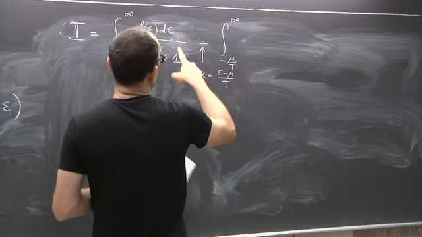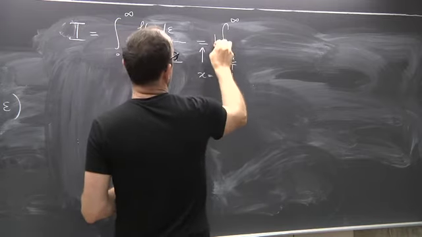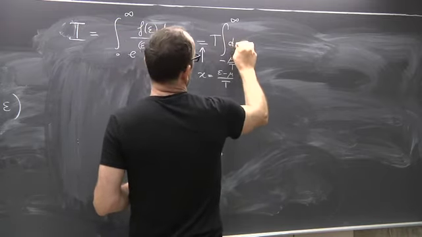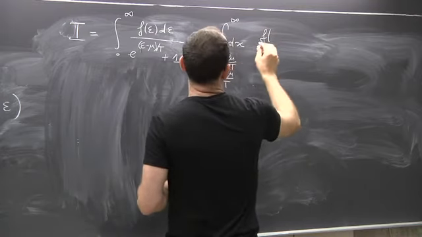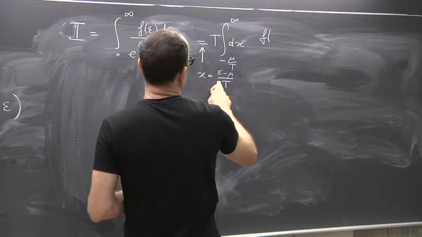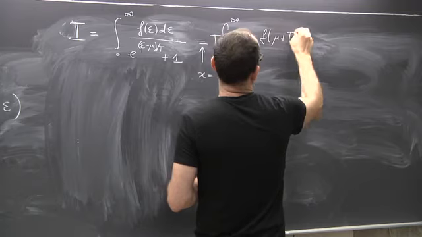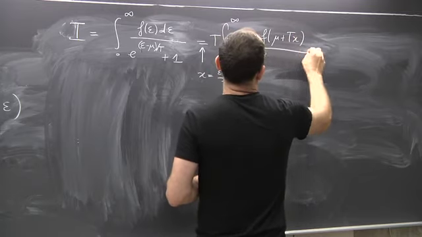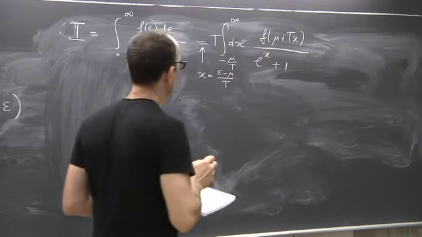And the change of variable d epsilon is t times dx, so there is a factor t here, dx. There is a function f which is computed in mu plus t x, and there is e to the x plus 1. Okay?